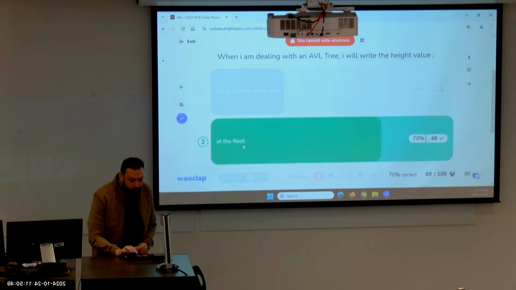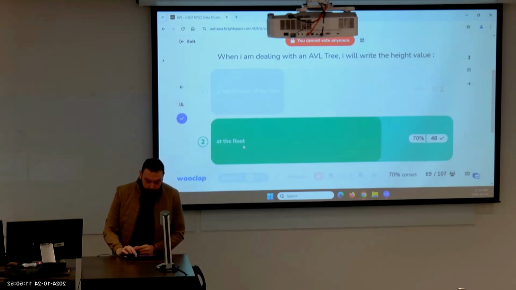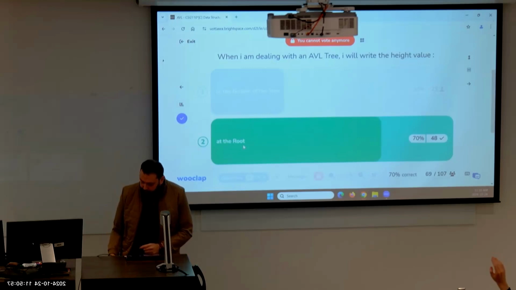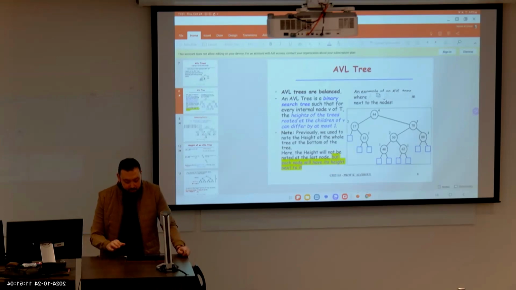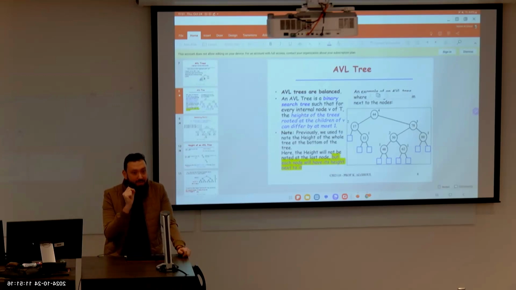Why? If you remember, we said we're going to put the height at the root, and next to each node, it's going to be the height of this node. What would be the 0? The dummy nodes. The leaves, the dummy nodes are the ones that are going to be 0. So here the 32 starts with 1 because the dummy nodes are 0, 1, 2.